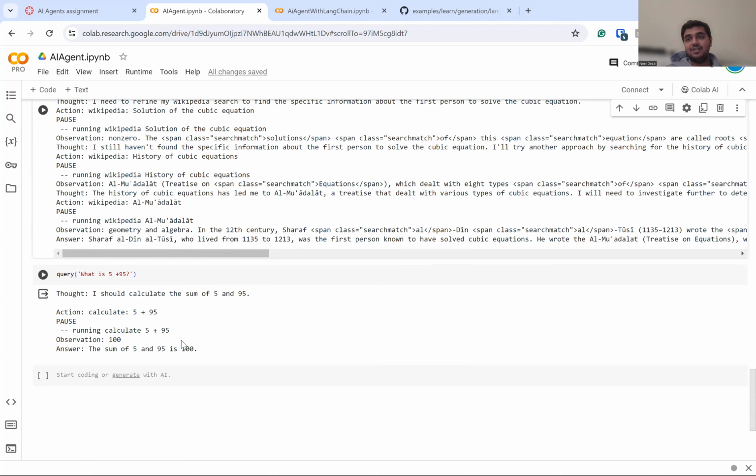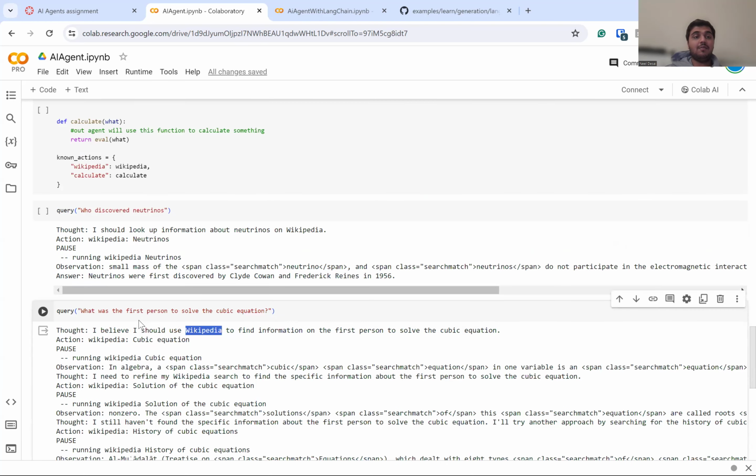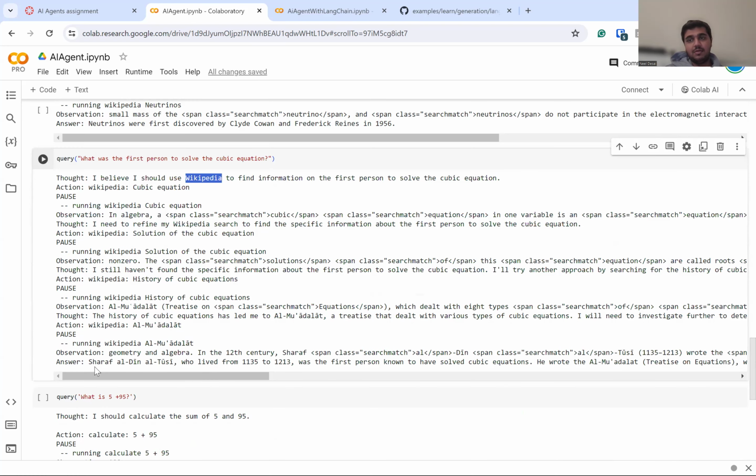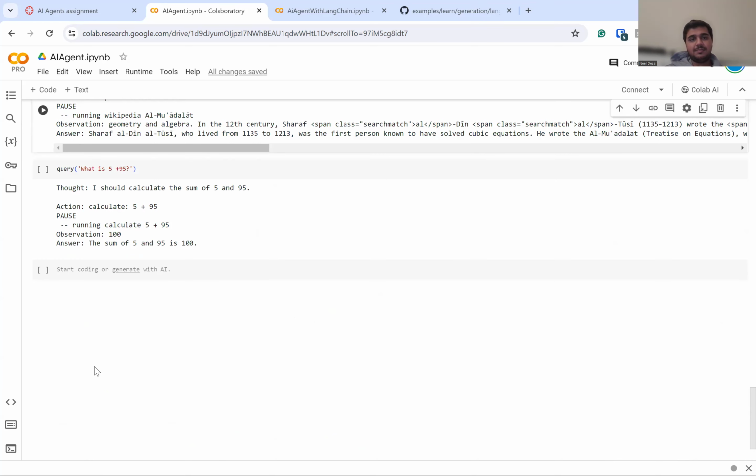And now the second function which we had defined, the second action which it could perform, was to evaluate a simple mathematical expression. So now we say, what is 5 plus 95? It finds out what it should do. It should run the action calculate. Then it would call the calculate function, passing it 5 plus 95, and you would get the answer.